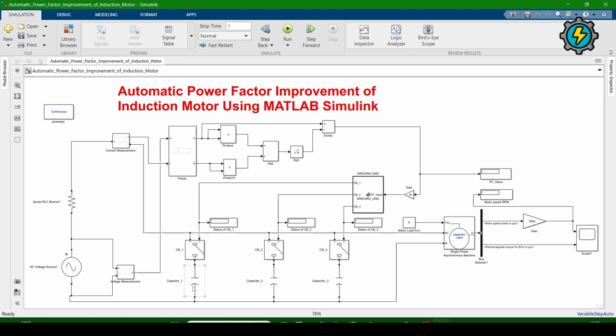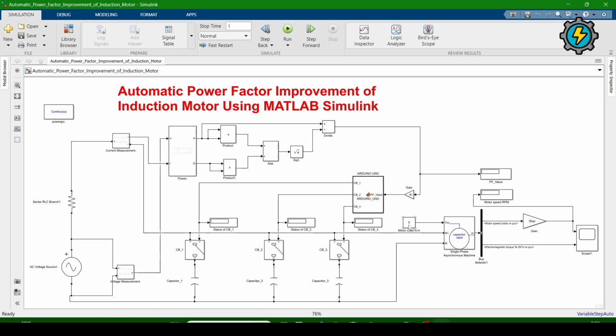And in series, this circuit breaker is connected with this capacitor. So when the circuit breaker becomes closed, then this capacitor bank will be connected in parallel with the terminals of the induction motor. Hence the power factor of the induction motor will be improved by connecting this capacitor bank with the induction motor, asynchronous machine. So we have here three capacitor banks: capacitor 1, capacitor 2 and capacitor 3.